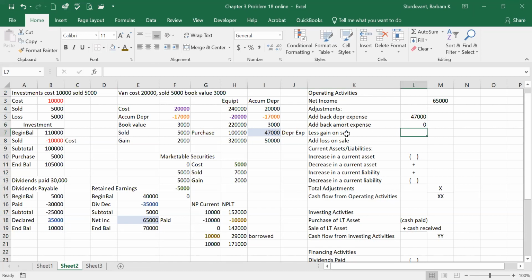Okay, so now we've got to look at our gains and losses. So did we have a gain? We had two. The first one being a gain on equipment sold, which was 2,000, and then a gain on your marketable securities. I would suggest that you label because you might have more than one. Okay, so let's talk about this. So we had a gain of 2,000, right?